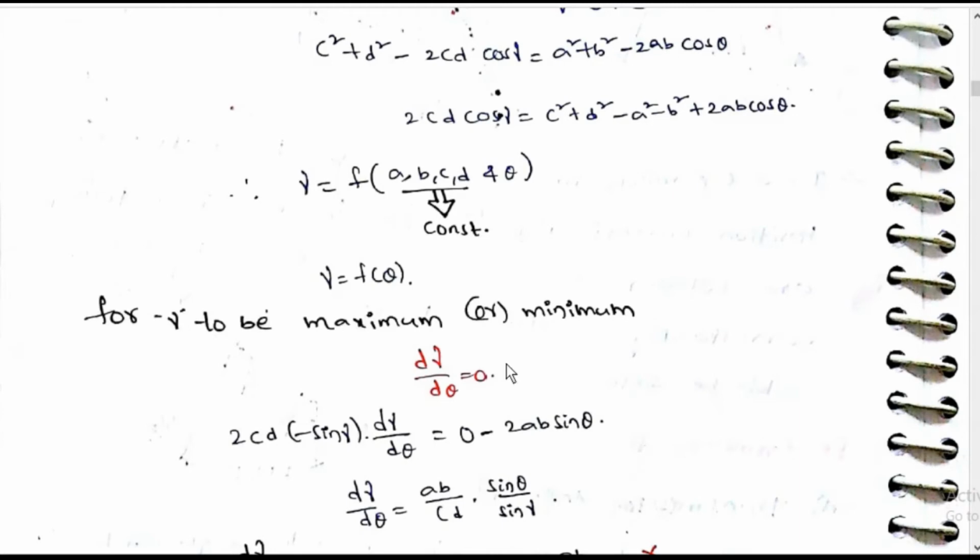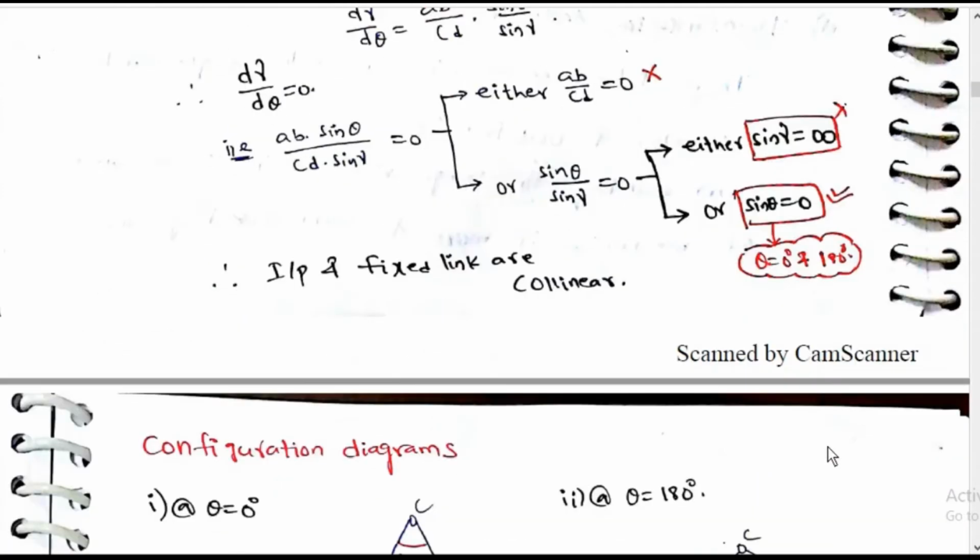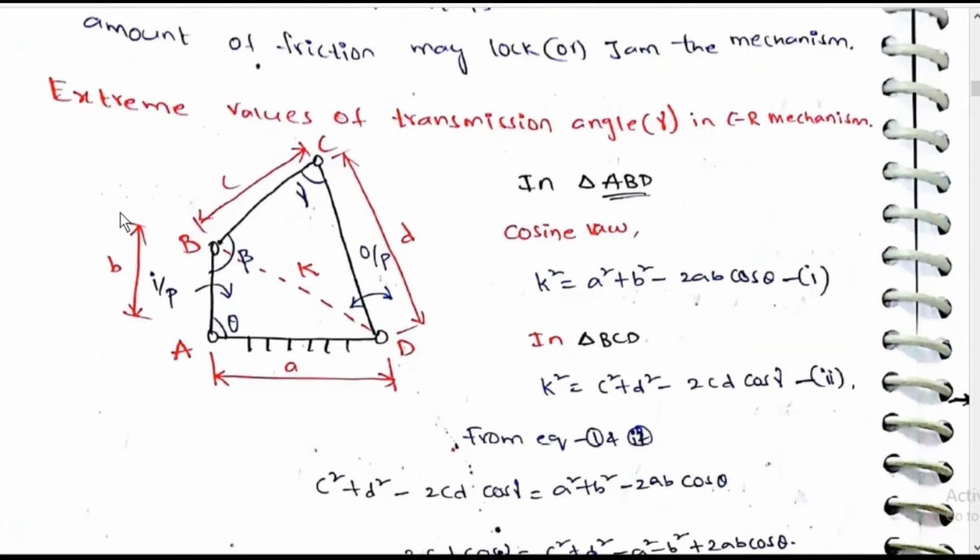For gamma to be maximum or minimum, d gamma by d theta is equal to 0. 2cd into minus sin gamma d gamma by d theta is equal to 0 minus 2ab sin theta. So d gamma by d theta is equal to ab by cd into sin theta by sin gamma. Setting d gamma by d theta equal to 0, either ab by cd is equal to 0, which is not possible, or sin theta by sin gamma is equal to 0. Either sin gamma is infinity, not possible, or sin theta is equal to 0. So theta is equal to 0 degrees or 180 degrees, where theta is this angle.